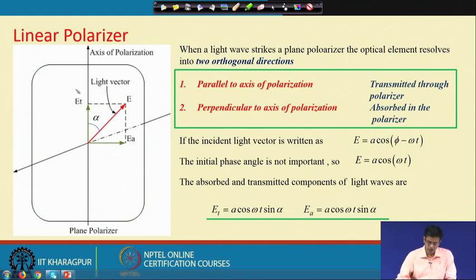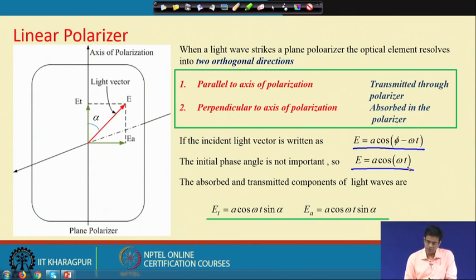So, in this component-wise, one component will be parallel to the axis of polarization, this one, and perpendicular to the axis of polarization is this one. So, if I consider this is the axis of polarization, the incident light vector can be written as this. E is a cos, just a simple harmonic wave, and the initial phase angle is not important. So, I can write it as a cos omega t.